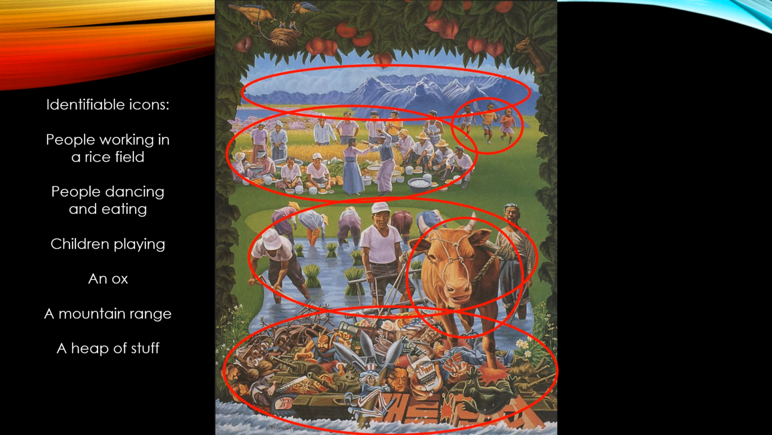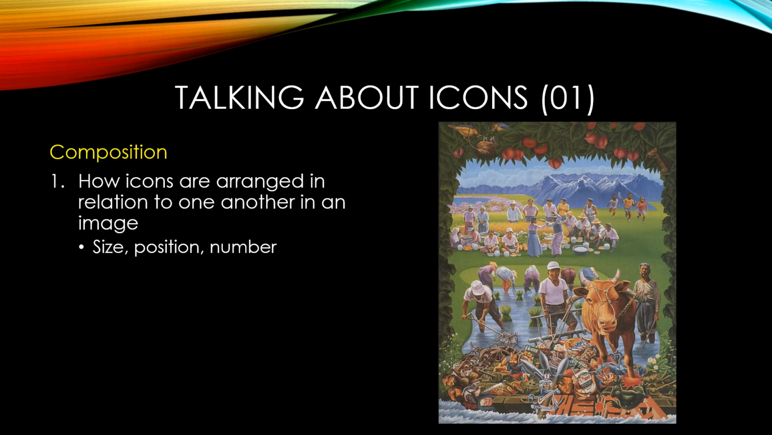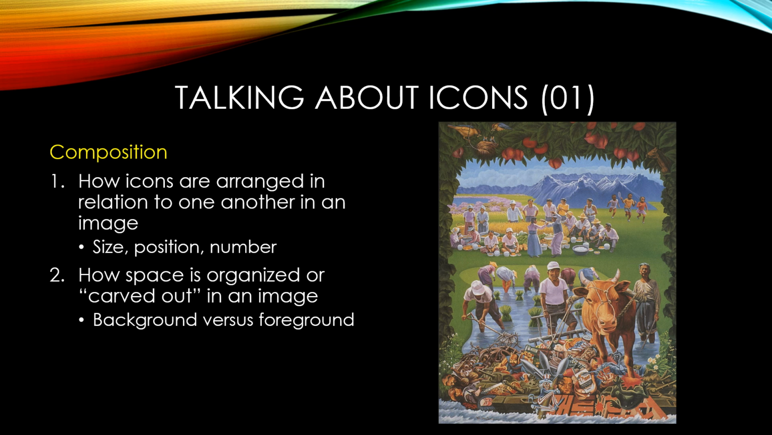However, if you want to help the reader or listener imagine the artwork or object, you will need to be more specific than this. To help you talk about icons, you should consider three aspects of how an icon is represented. One is composition. Composition refers to how icons in an image are arranged in relation to one another. This concerns particularly their position, size, or number. It can also consider the different spaces that are carved out in a single image.